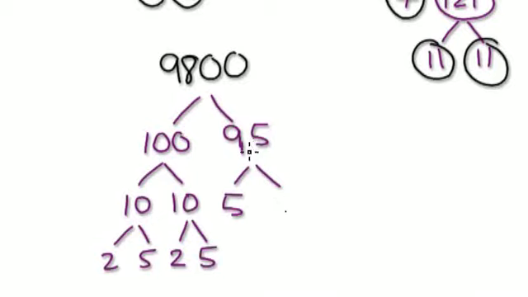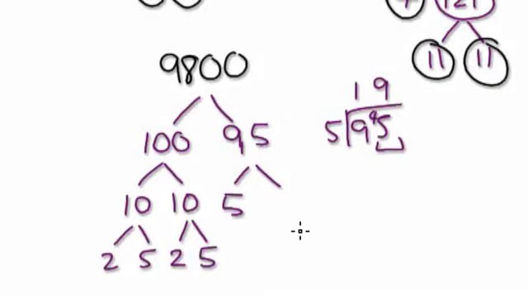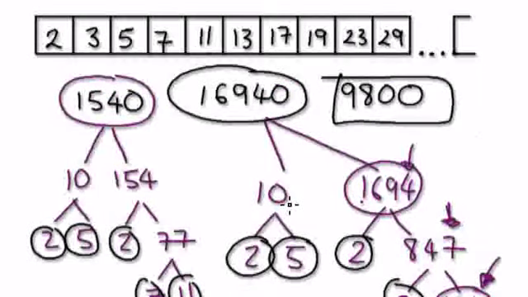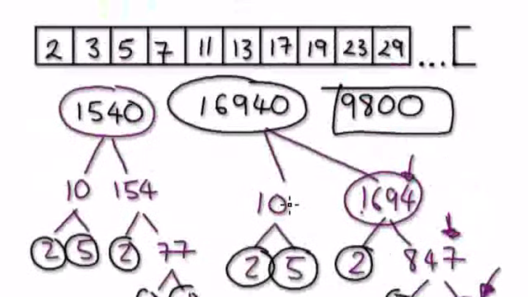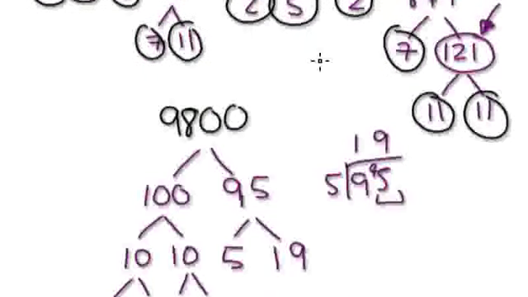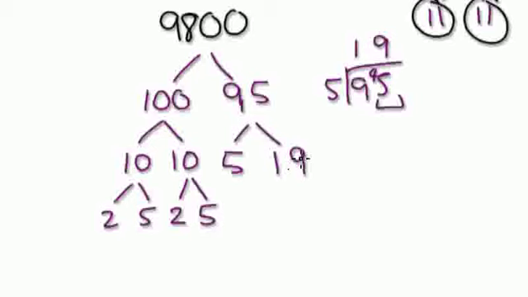So 5 times what equals 49? Hang on, 95 here. So 9 divided by 5 would be 1, remainder 4. Now it's 45, so this would be 9. So it's 19. So wait, is 19 a prime? Yep, 19 here is a prime. So hang on, let me double check. Yeah.